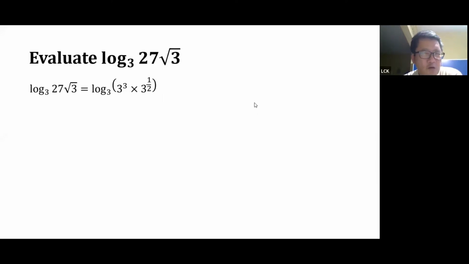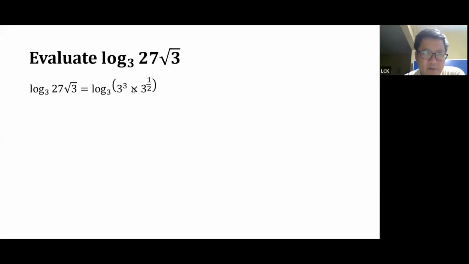So it's very simple. And remember, when you come to the topic on log, you really have to have your rules of indices at your fingertips. So here, you see 27 is 3 to the power of 3. This must come automatically to you. 27 is 3 to the power of 3, and square root of 3 is 3 to the power of half.